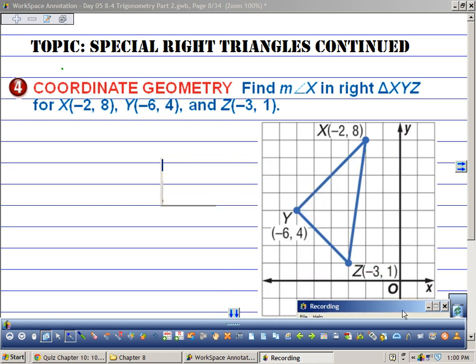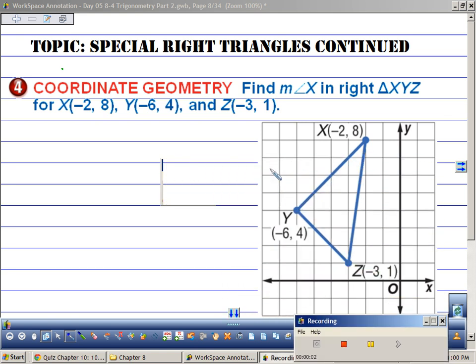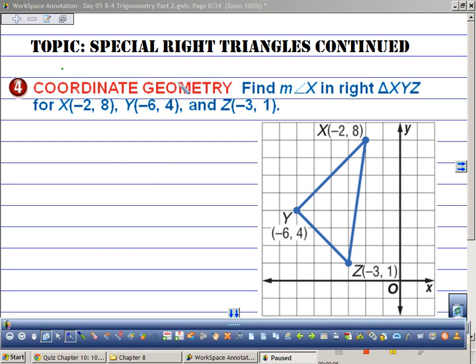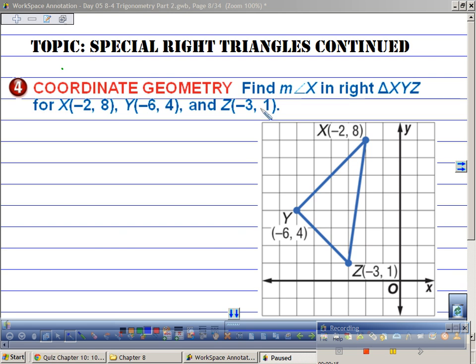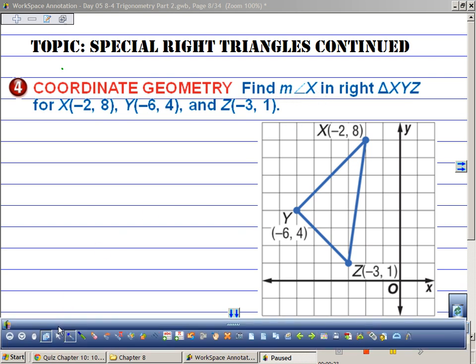Okay, go ahead and write down this graph with this triangle. Okay, so today we're going to talk about special right triangles continued. So I'm going to talk about coordinate geometry this time. We're going to use the same methods that we used yesterday, only now we have to find the sides of this triangle. So it says, find the measure of x.